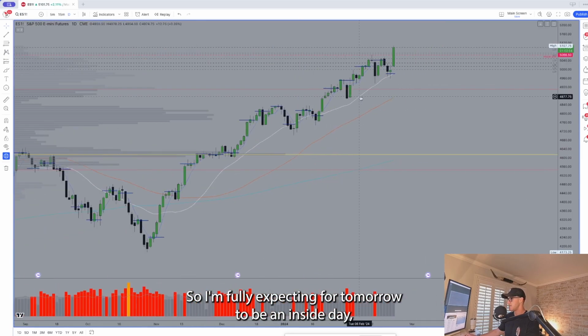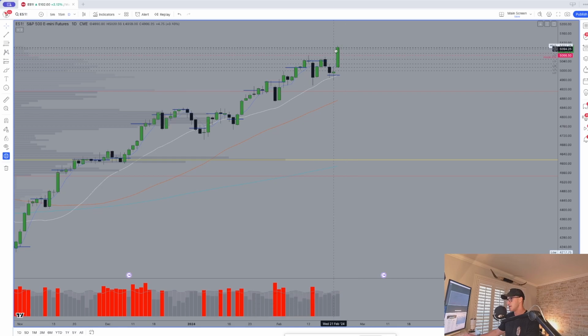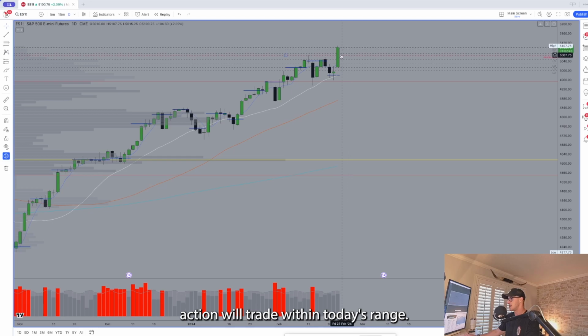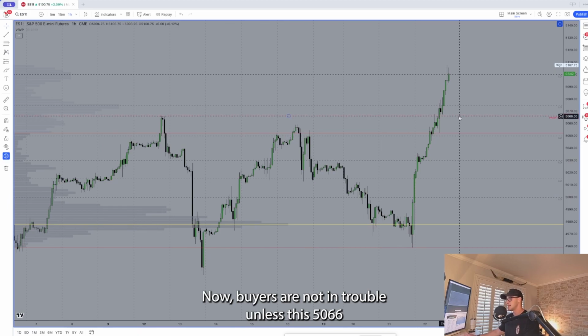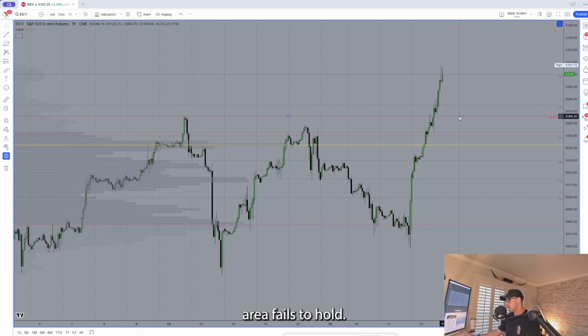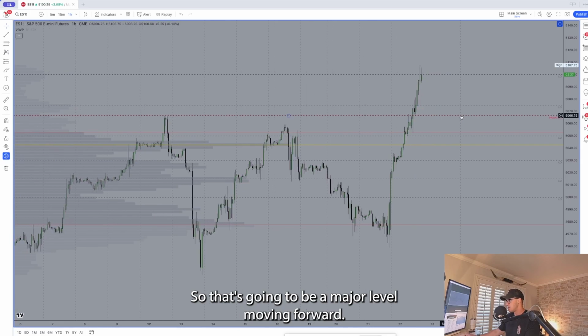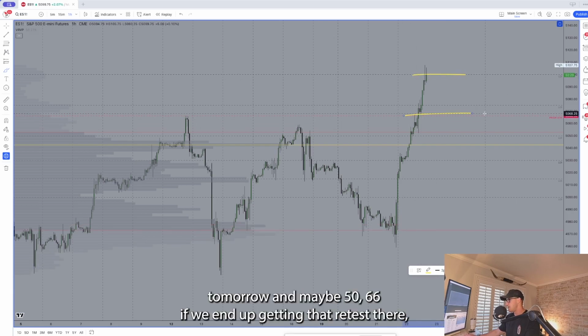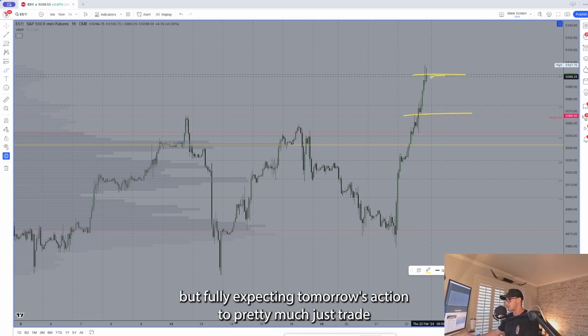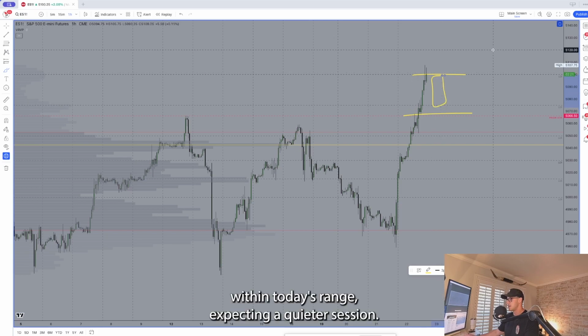So I'm fully expecting for tomorrow to be an inside day, meaning the bulk of tomorrow's action will trade within today's range. Now, buyers are not in trouble unless this 50-66 area fails to hold. So that's going to be a major level moving forward. I'm going to be looking primarily at the action versus 5100 tomorrow and maybe 50-66 if we end up getting that retest there, but fully expecting tomorrow's action to pretty much just trade within today's range, expecting a quieter session.